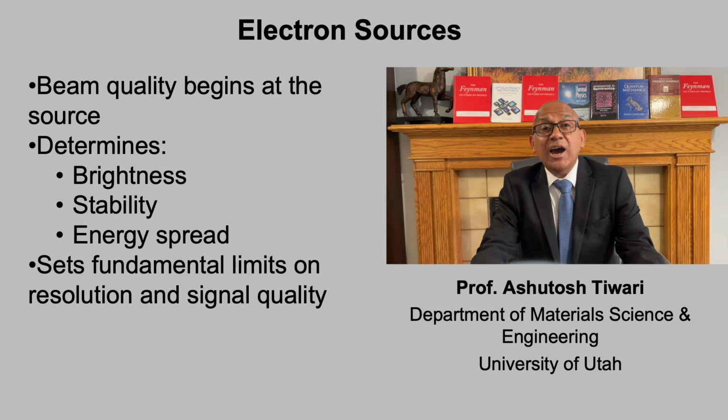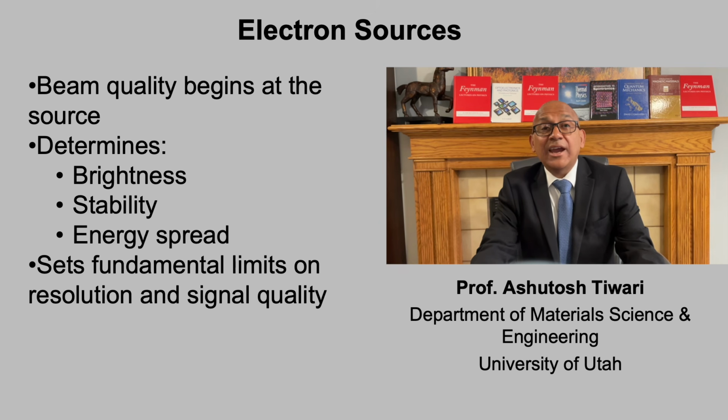Brightness determines how much current can be delivered into a small probe, which directly affects resolution and signal-to-noise ratio. Stability controls how steady the beam remains over time, influencing image drift and noise. Energy spread affects how uniformly the electrons respond to the focusing lenses and influences chromatic aberrations in the column.